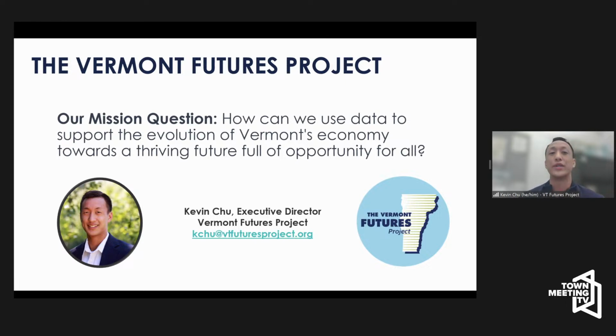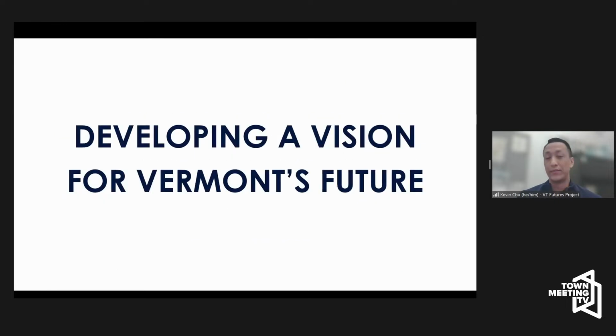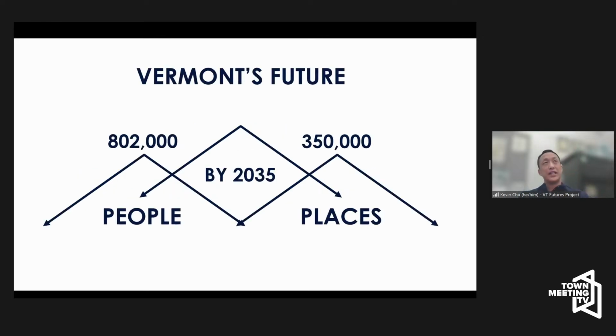So how are we answering this mission question? In the moment, it's by developing a vision for Vermont's future, by creating an economic action plan. Now, you may have seen the Futures Project launched some ambitious goals last year to grow Vermont's population to 802,000 and the non-seasonal housing units to 350,000 by the year 2035. I'll get into how we landed exactly on 802. There was some personal liberty taken there.